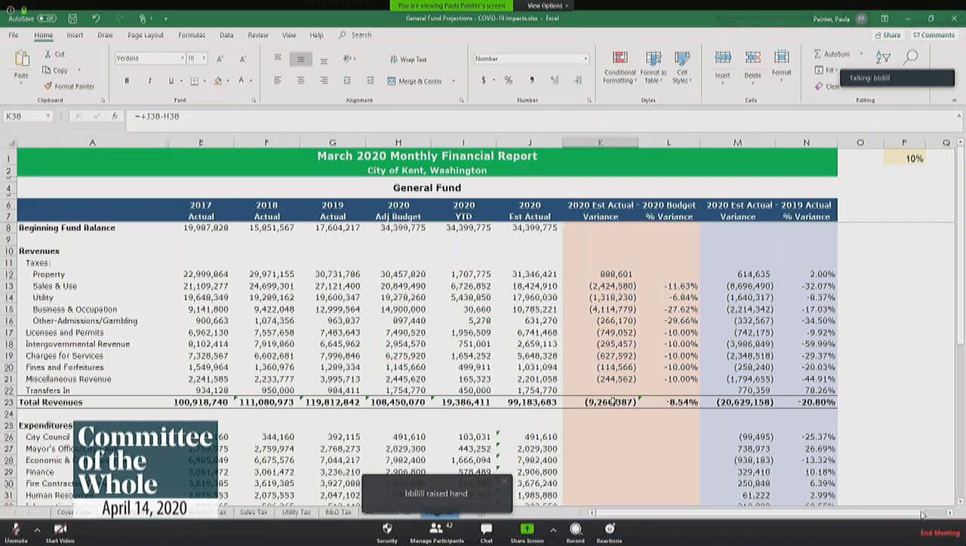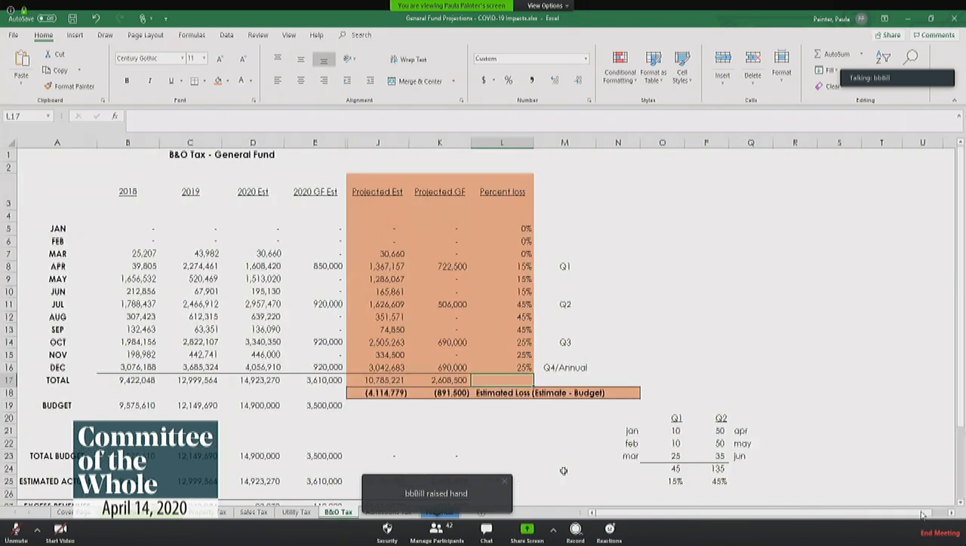For the B&O tax, right? We have lots of ways how we slice that and how we collect that. So when you looked at that, did you look at how we collect that, or did you just do a generalization on what the impact's going to be? So I looked at it both ways.